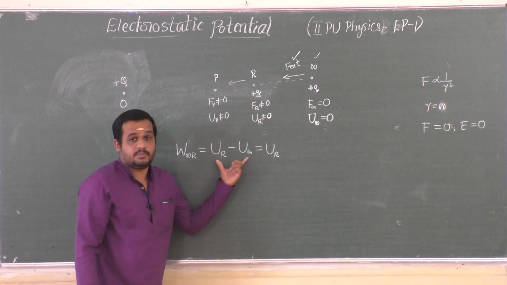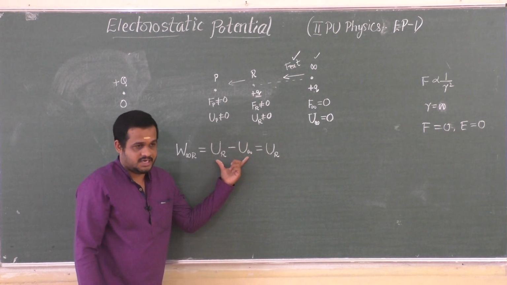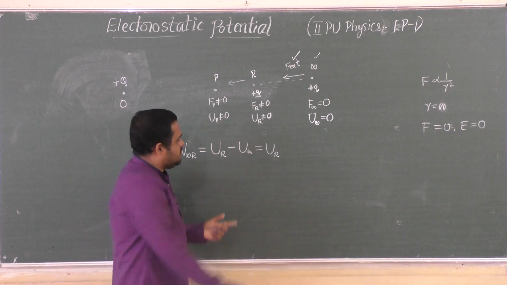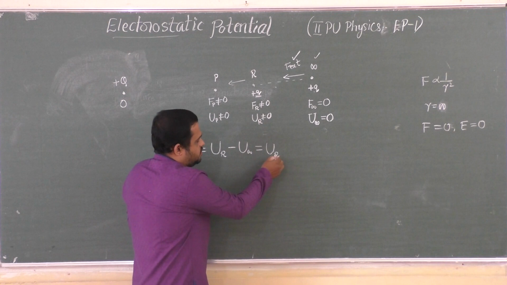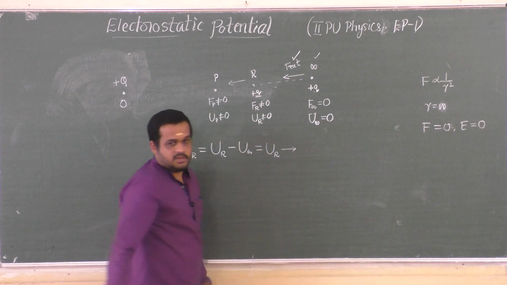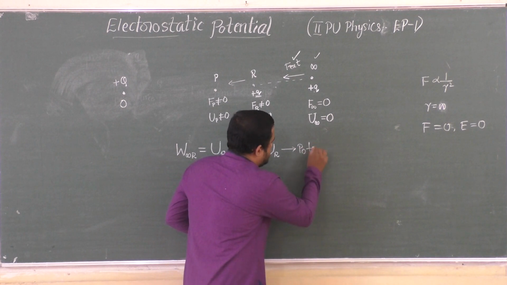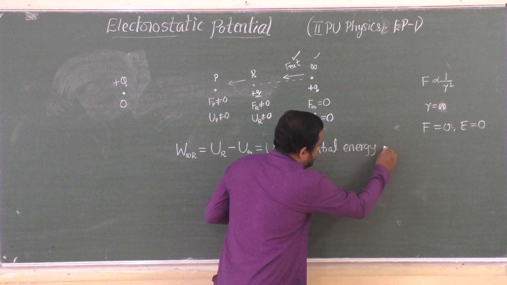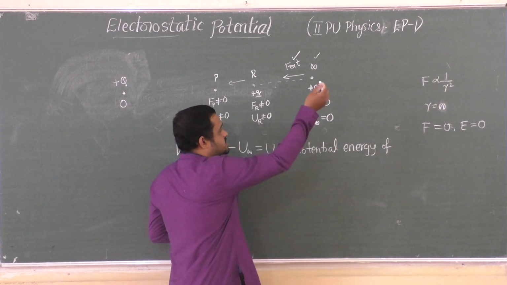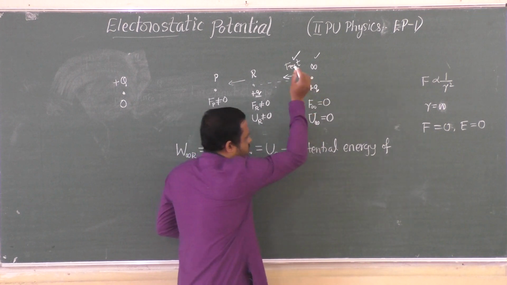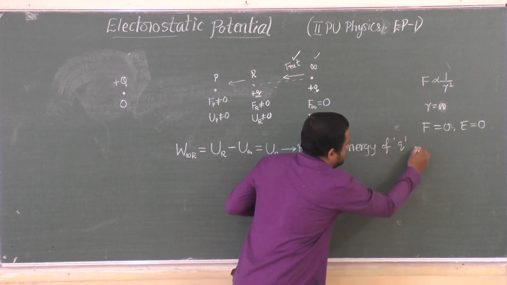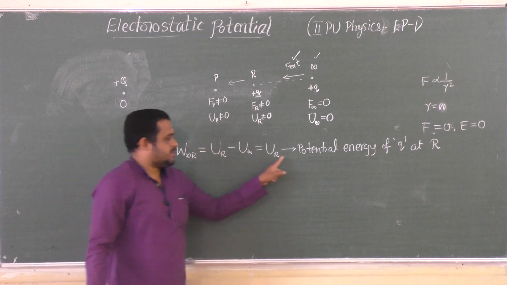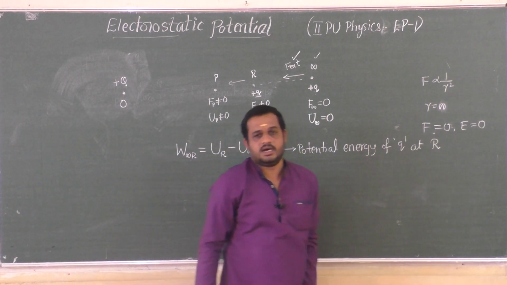Actually, we are calculating the potential energy difference. But one of the quantities is 0. Therefore, the amount of work done is equal to UR. Now, what is this UR? UR is nothing but the potential energy of Q, because work is done on this. So UR represents the potential energy of charge Q at point R.